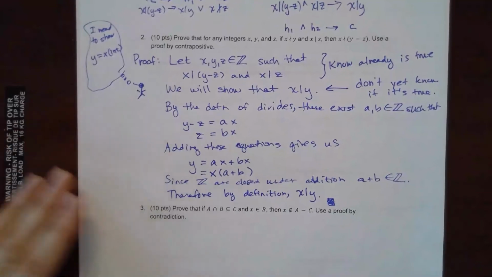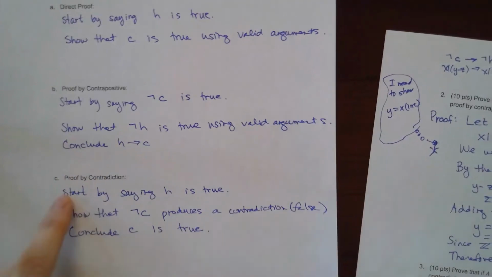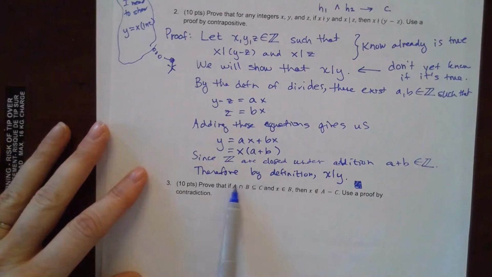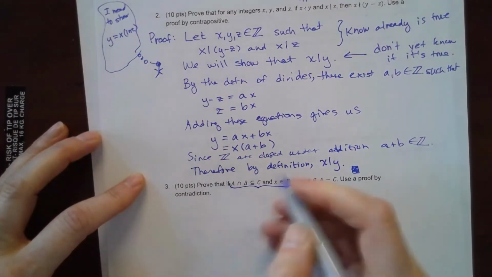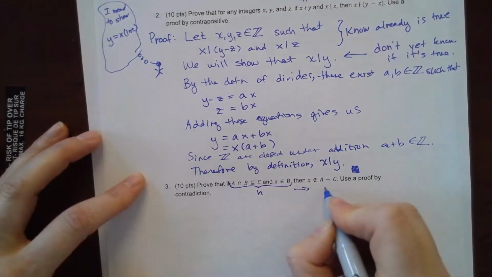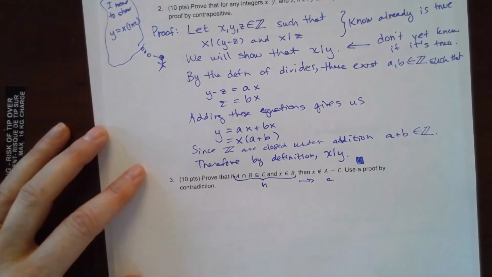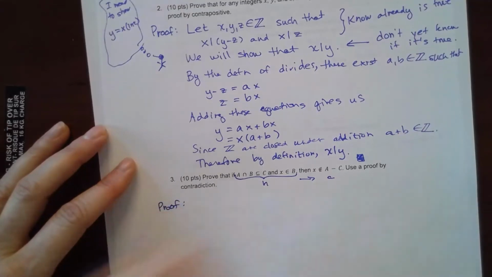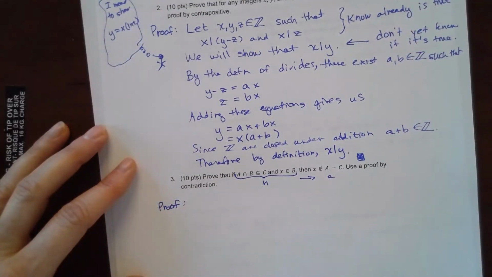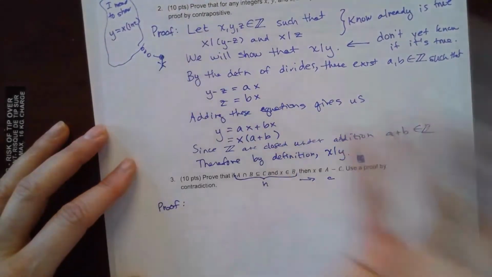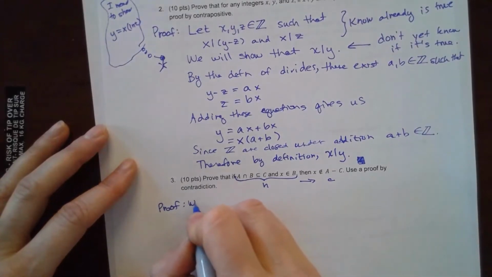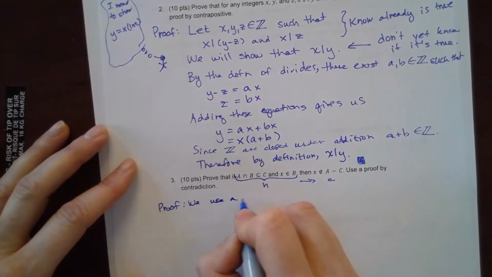All right, this next one. So we're using a proof by contradiction. Here's our pattern. We're going to start by saying that the hypothesis is true. And notice, once again, we have multiple things in our hypothesis. So this is our whole hypothesis, this compound statement, and this is our conclusion here. So when we write our proof, I guess we should have said we're going to use a proof by contrapositive, but we already agreed on that. I'll put it here though. We use a proof by contradiction.